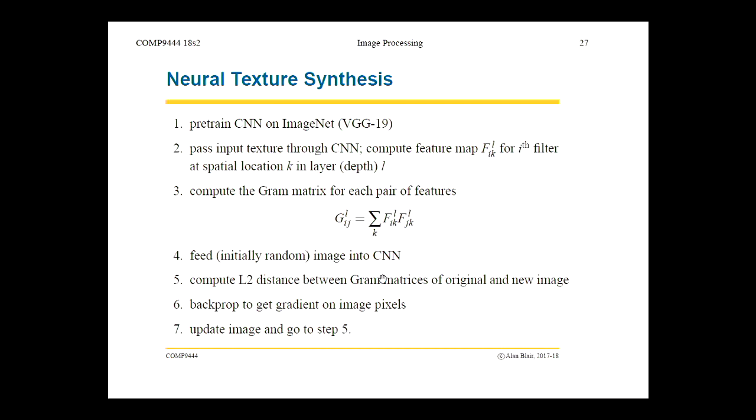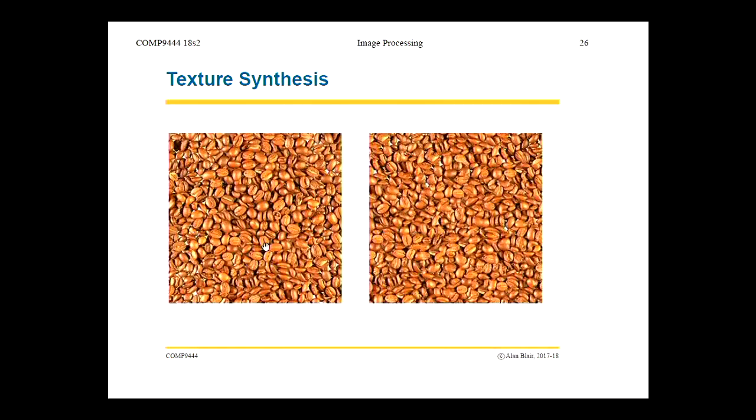And somehow, I don't know how they figured this out, but somehow that matrix captures the texture of the image. If you have one image and you calculate the correlation matrix, and then you generate another image that has the same correlation matrix for those features, then the two images are going to look like they have the same kind of texture.